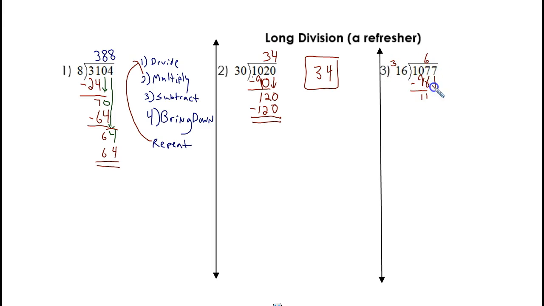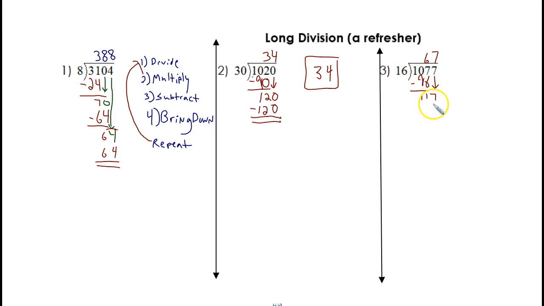After that, I bring down the next number, which is a 7, and I do the whole thing all over again. I like to erase this once I've done that. How many times does 16 go into 117? Well, I know it goes at least 6 times. This is bigger than 107, so I'm going to try 7.